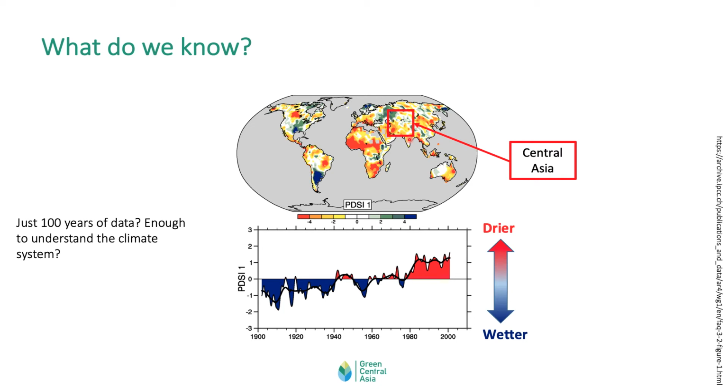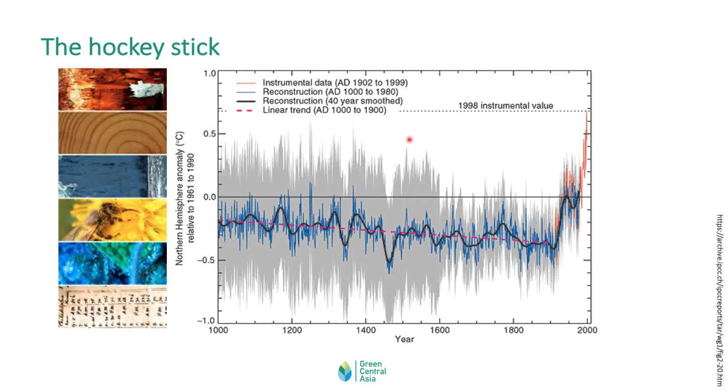So the other question would be, we know that the climate system has different time scales. The components of the climate system are changing at different paces. So is this 100 years of data enough to understand the climate system? Probably not. So what should we do then? There is an opportunity to go back in time with the help of so-called proxy reconstructions. We know that some components of the climate system are saving information about climate change.